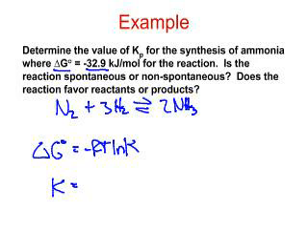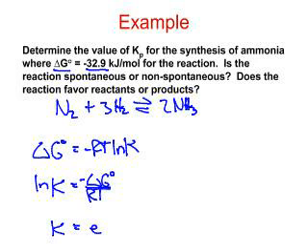Okay, let's go one step at a time. The natural log of K by itself is going to be negative delta G divided by RT. If we get K by itself, we have to undo that natural log. K is going to be e raised to the negative delta G divided by RT power.